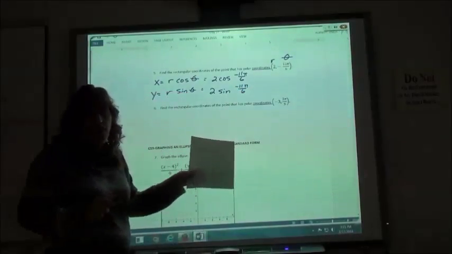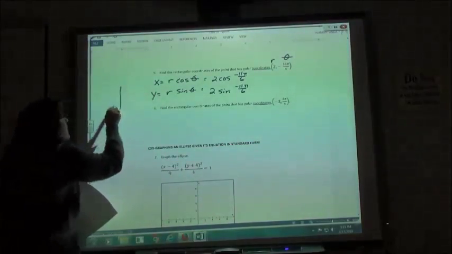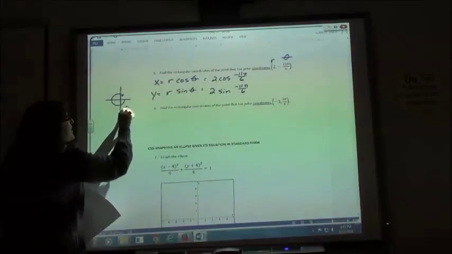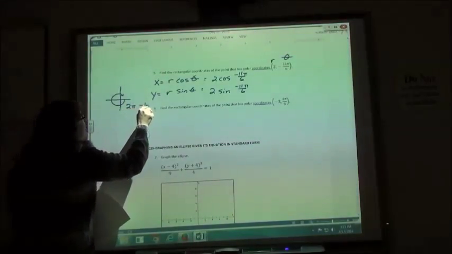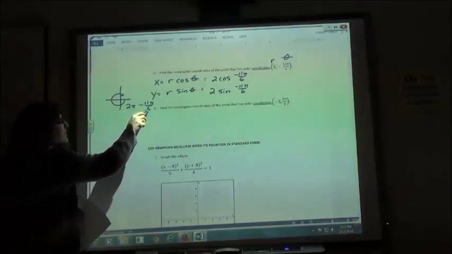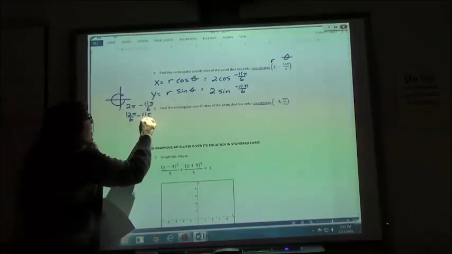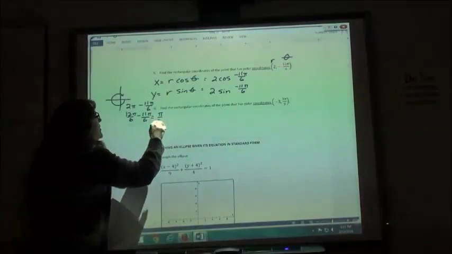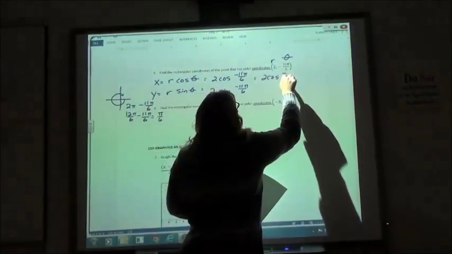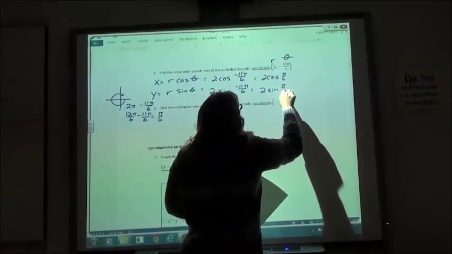Now on our table, we don't have negative measures, so we have to change that to the positive measurement. So if I were at negative 11 pi over 6, I'm just going to take 2 pi minus 11 pi over 6 and change it to the positive measurement. So 6 times 2 would give me 12 pi over 6 minus 11 pi over 6, which is just pi over 6. So I'm really going to do 2 times the cosine of pi over 6 and 2 times the sine of pi over 6.